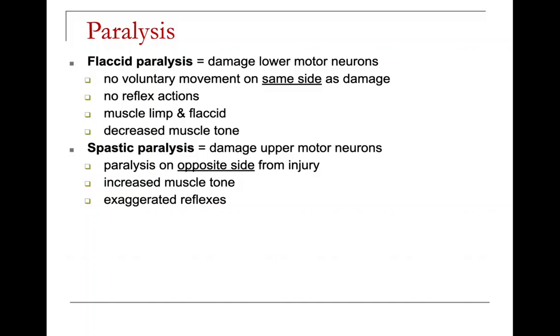With spastic paralysis, you have damage to the upper motor neurons. The paralysis is on the opposite side from the injury. You have increased muscle tone and exaggerated reflexes.